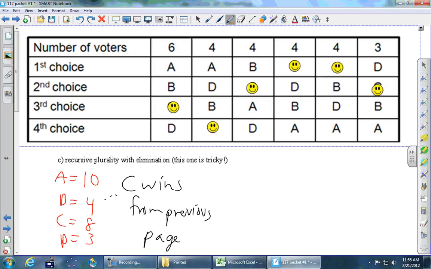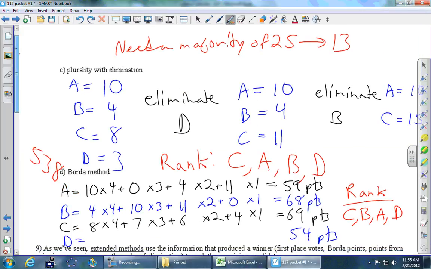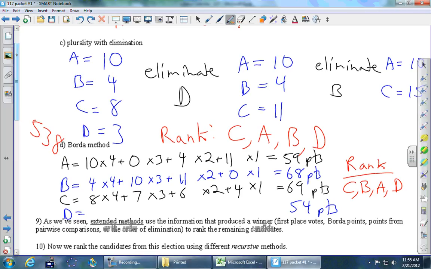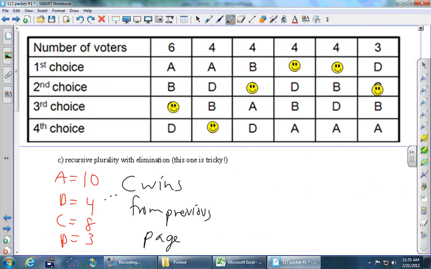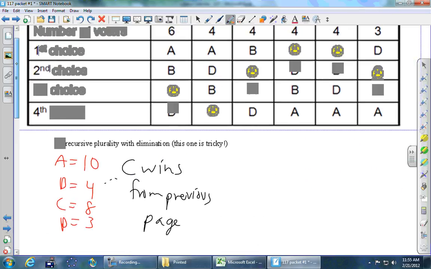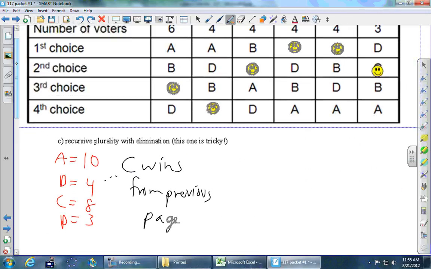Justin. C won by lots of work that we did already and didn't feel like doing again. It was this whole thing that we did to find the winner. That whole thing. Okay. All right. So C is the winner, and we now do plurality with elimination again.